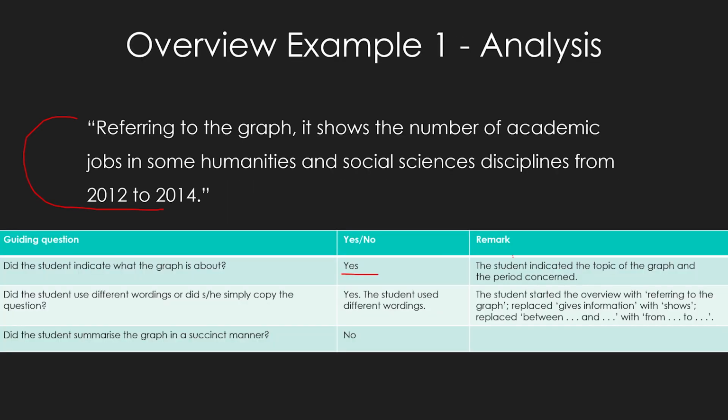How? So see how the student indicated the topic of the graph and the period concerned. So they talk about the period concerned. The graph shows the number of academic jobs in some humanities and social sciences. So it covers that. Now, did the student use different wordings, or did she simply copy the question?